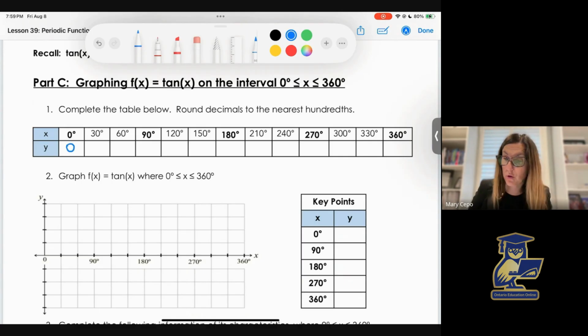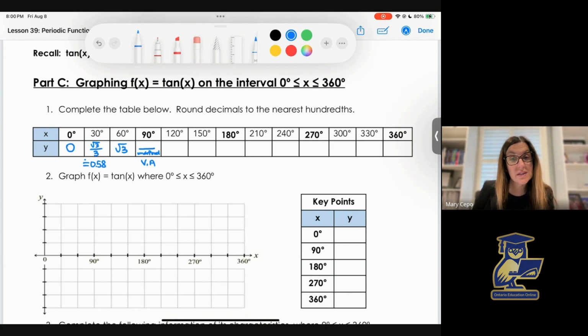Tan of 30 is 1 over root 3, but we rationalize the denominator, so root 3 over 3, rounded to 2 decimal places, because hundredths means 2 numbers after the decimal. Tan of 60 is just square root of 3. Now, if we take tan of 90, you're going to see error on your calculator, which means it's undefined at this point, because there can't be a denominator of 0. So that means that there's something called a vertical asymptote at 90.